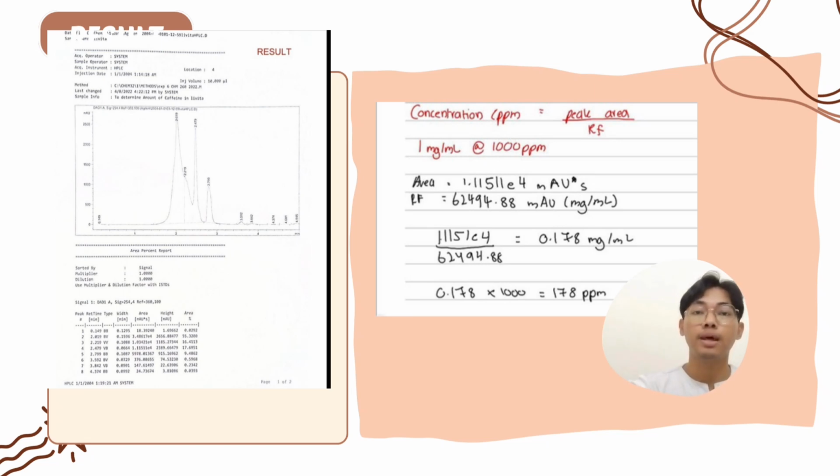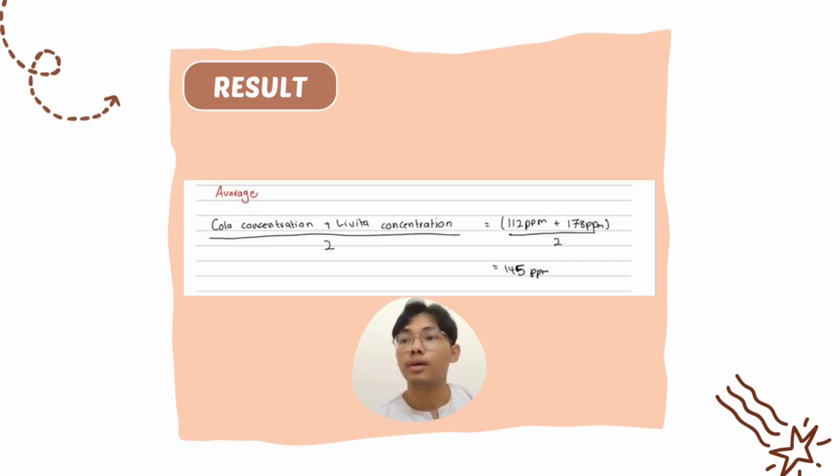For the third graph, we still have to find the concentration. So we put the area 1.115 times 10 to the power of 4, and the RF is still the same, and we get 0.178 mg/ml. So we have to convert it to ppm. We multiply by 1000, and we get 178 ppm. For the average concentration, we add the two concentrations and divide by 2. So 112 ppm plus 178 ppm divided by 2 is 145 ppm for the average.